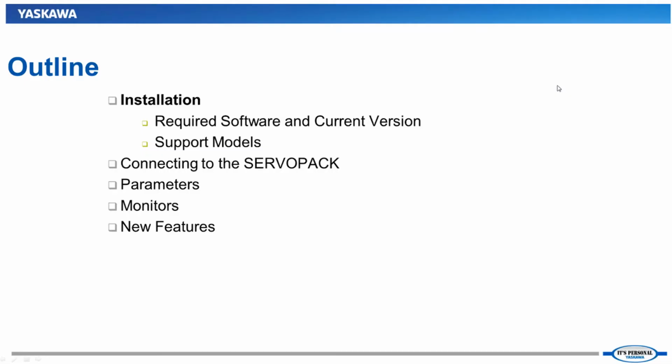To start things off, today we'll go over the installation, some required software, and the supported models for SigmaWin+ 7. Also connecting to the servo pack. There are a few new options in version 7 on how you can connect to servo packs. The Parameters tab has had quite a few updates, as well as the monitors, and there are some new features we'll go over at the end here.